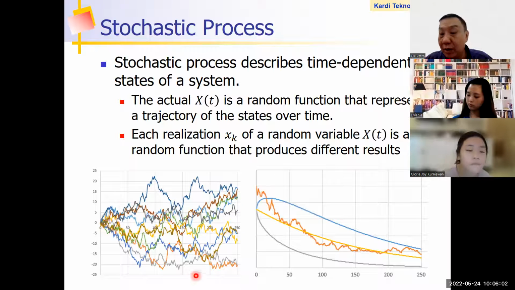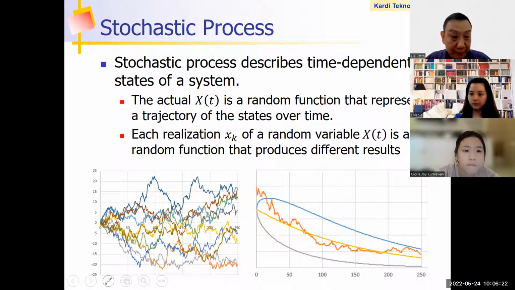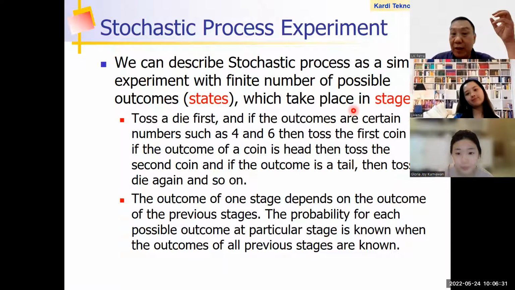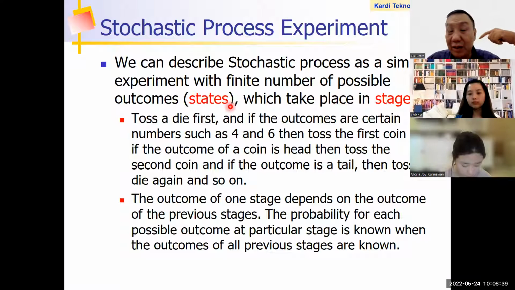So can be up, can be down, and so on. So all of these are actually one function. In deterministic, one function means one line, right? But in stochastic process, it's not necessarily one line. It can be many lines, something like this. So we can describe stochastic process as a simple experiment with a finite number of possible outcomes. So those outcomes are called states, which take place in stages. Okay, so look at the difference. This is states and stages.